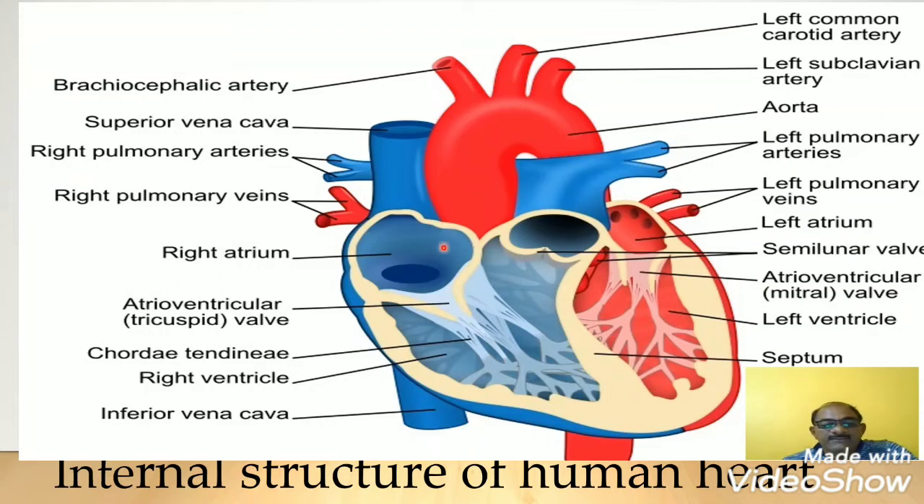Firstly we study the right auricle. It is present toward the right side, so that is the right auricle. The one toward the left side is the left auricle. They are separated by a septum, and that septum is called interauricular septum. Then right auricle receives impure blood from the upper part of the body with the help of superior vena cava. Superior vena cava collects impure blood from the upper part of the body, and that blood reaches the right auricle.